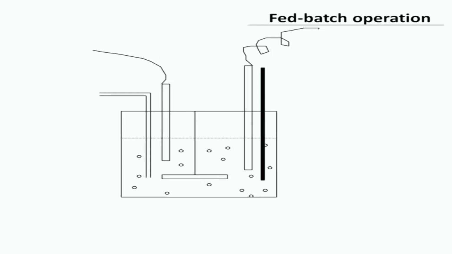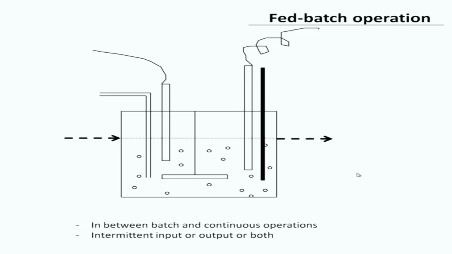Between these two, the batch and the continuous, you have something called a fed batch operation. Okay, it is in between the two, and you could guess what that is. There could be intermittent input, there could be intermittent output, and or both. You could have some input and some output. What I mean by that, you start with probably a batch, and then for some reason, well known reasons, you add some substrate maybe in intervals, not continuously, in intervals. That is a fed batch.